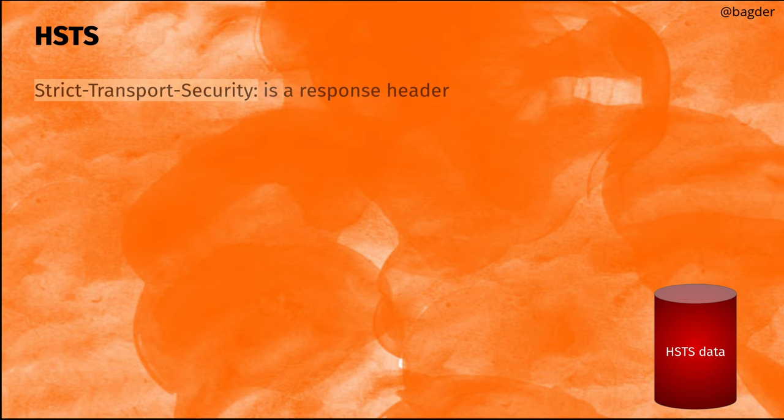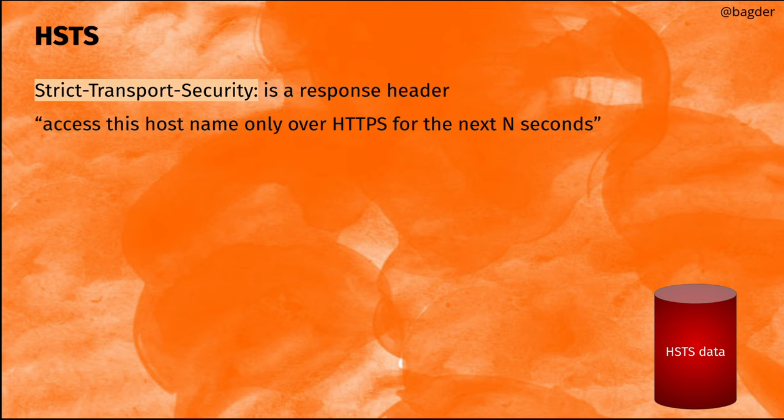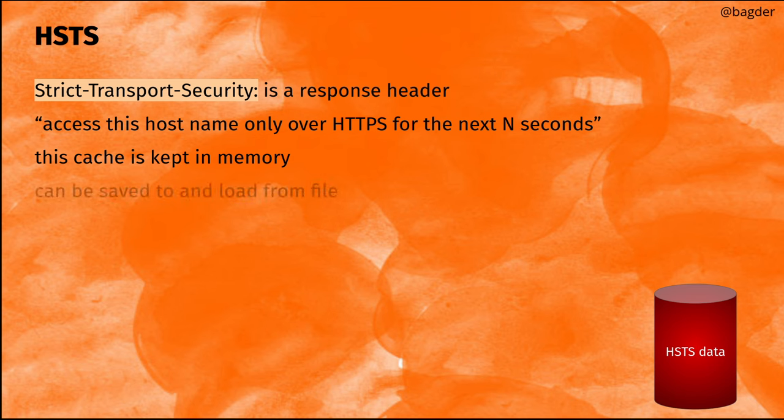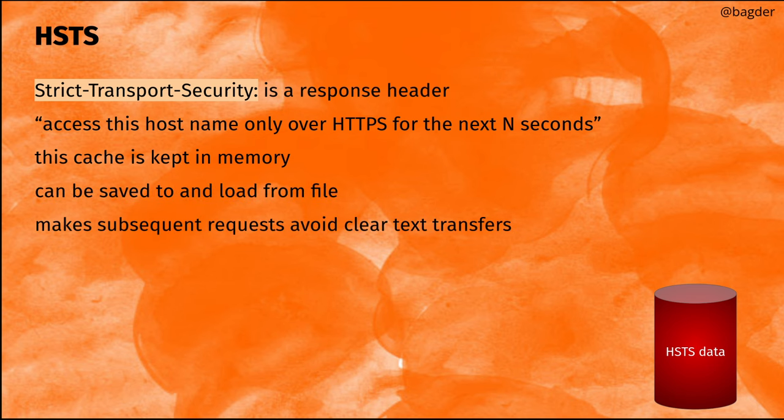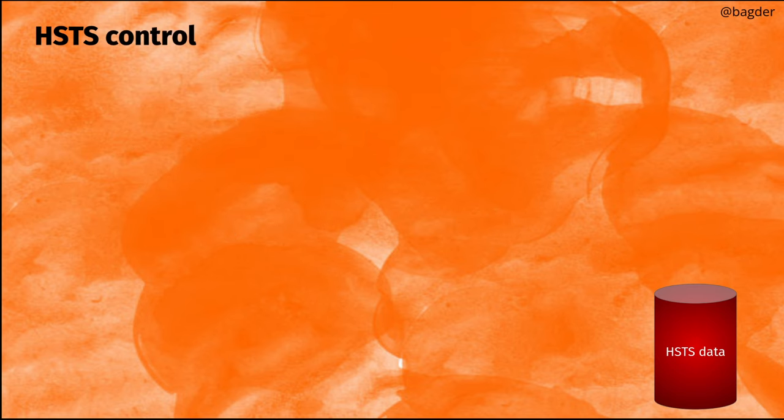Quite similarly, the HSTS thing is similar in spirit, I would say. HSTS is this strict transport security header that a server can send back and basically say, don't access this host name over clear text HTTP anymore for the next n seconds. That is, go with HTTPS only for this amount of time into the future. And this cache is also kept in memory and can be saved and loaded, and it'll make sure that curl will not access that host name over clear text HTTP, but will internally redirect to HTTPS instead.